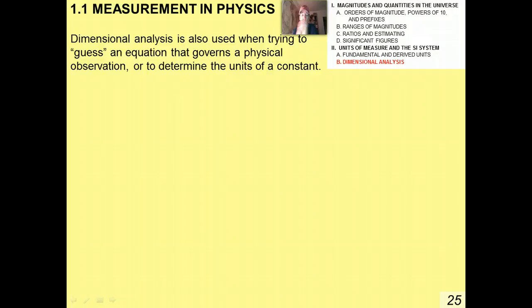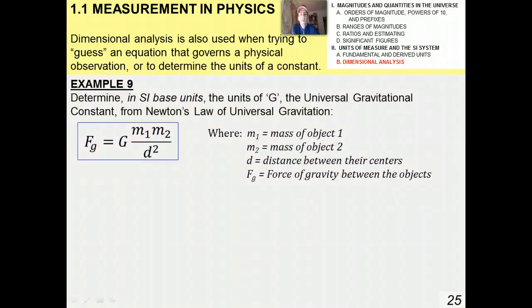In this example, what we're going to do is figure out what a constant is in a particular equation. That's another very useful thing to use dimensional analysis for. So, in this one, you can pause the video and read the question. You may or may not have seen this equation before. This equation tells you the force of gravity between two masses, m1 and m2, separated by a distance d, okay?